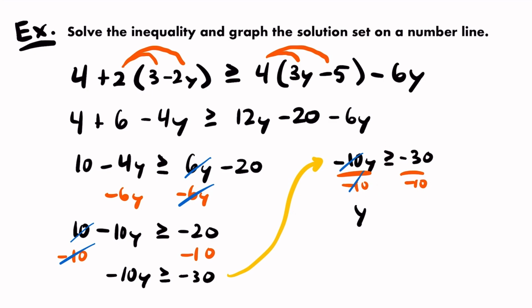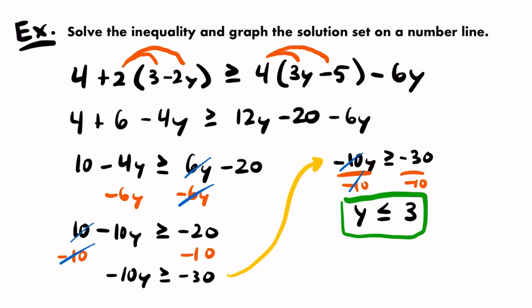Okay? Again, whenever you multiply or divide both sides of an inequality by a negative number, you have to remember to flip that inequality sign. All right, so this becomes y less than or equal to negative 30 divided by negative 10, which will be positive 3. Right, the negatives will cancel out because a negative number divided by a negative number will be a positive number, and 30 divided by 10 is 3. So we get positive 3, meaning that our solution set is y less than or equal to 3.